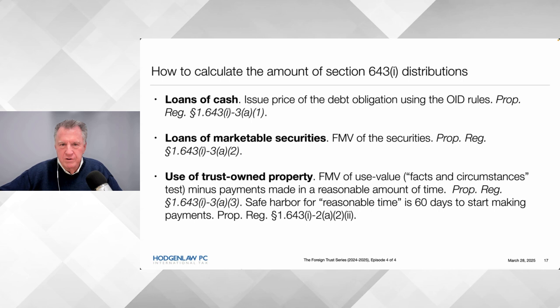Loans of cash, use the OID rules to calculate what it is. For loans of marketable securities, it's going to be fair market value of the securities. For use of trust-owned property, it's fair market value minus payments actually made. And you have to make the payments in a reasonable amount of time. And I note there that there's a safe harbor in the proposed regs that says 60 days. So if you move into the house and you're using it, and you're a US beneficiary of a foreign trust and the trust owns that house, you've got 60 days to start paying rent. Otherwise, it's going to be a deemed distribution.